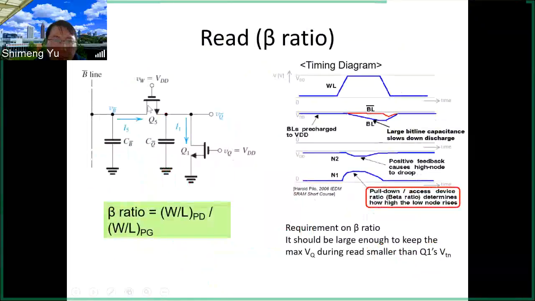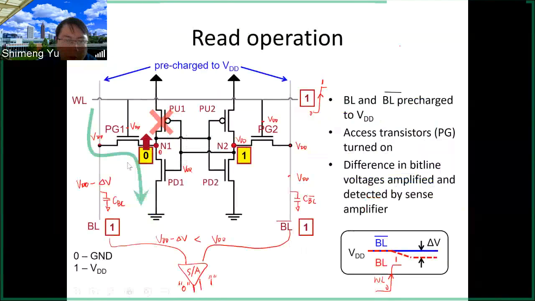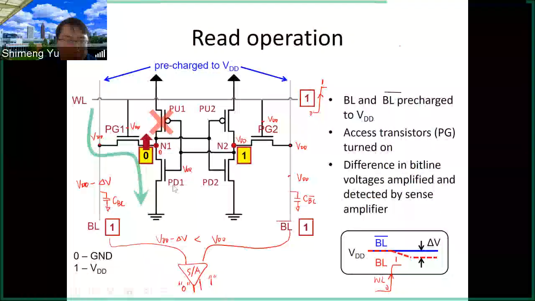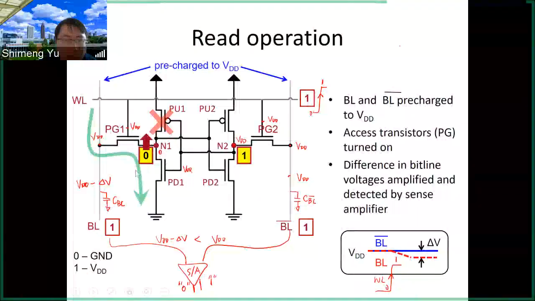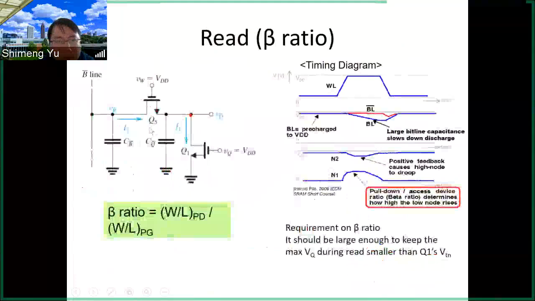And then let's look at one requirement on the read operation. That is the N1 voltage here. Here we are drawing only this part, because in this process only the PG1 and PD1 are active, so current is flowing here. So let's only look at this part. We have these two transistors like this, and then you have the bit line capacitance attached to the bit line.